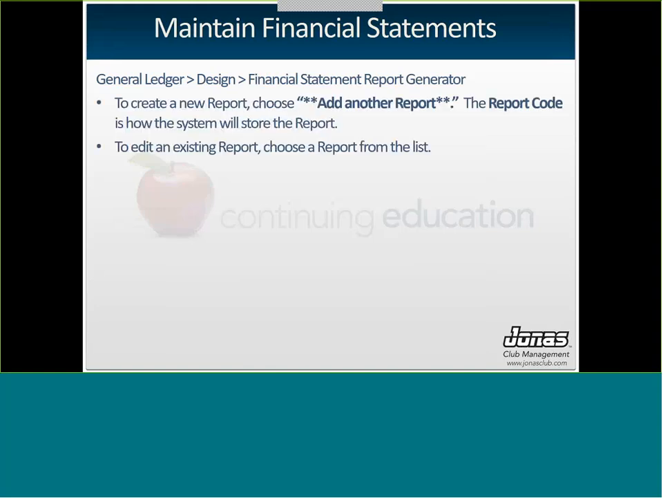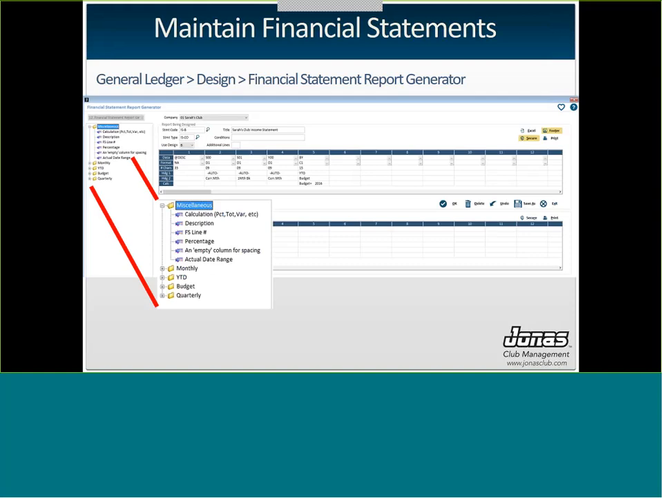So now that you've created your line numbers, your headings and totals, you've attached all of your special features, you can go ahead and start generating financial statements. So within each design A, B, and C, so each set of line numbers, headings, and totals, you can have an unlimited number of financial statements. So to design your financial statements, you'll go to General Ledger, Design, Financial Statement Report Generator. To create a new report, you'll choose Add Another Report, and then you'll have to give the report a code. To edit an existing report, you just have to choose it from the list.